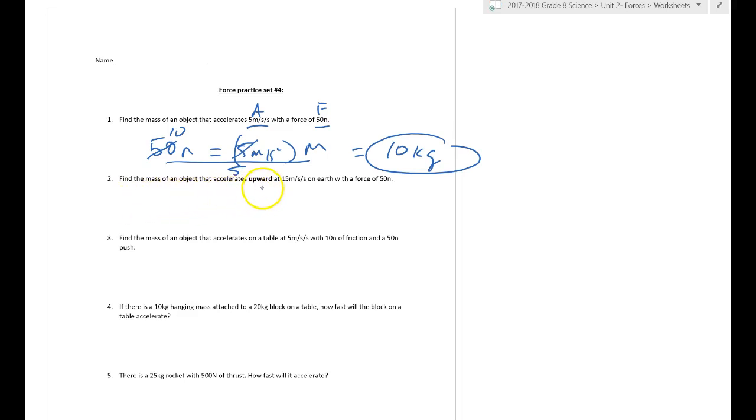Find the mass of an object that accelerates upwards, which will be 10 meters per second squared. We're solving for mass. This is going to be more acceleration, and that's going to be the force. So if 50 newtons is equal to the 10 meters per second squared plus 15 times the mass, we're going to divide both sides by 25, and the mass will be 2 kilograms.